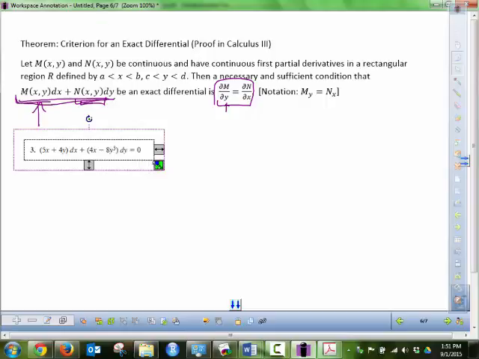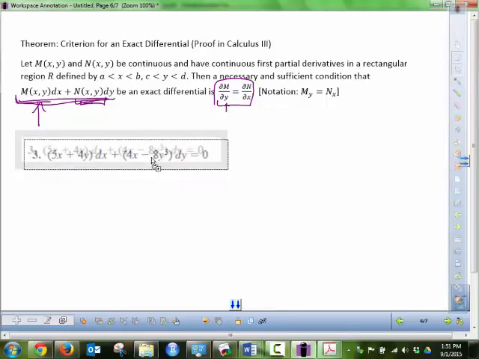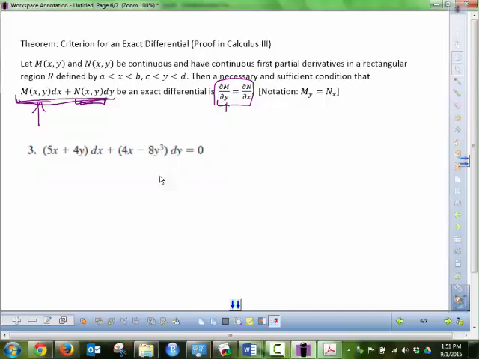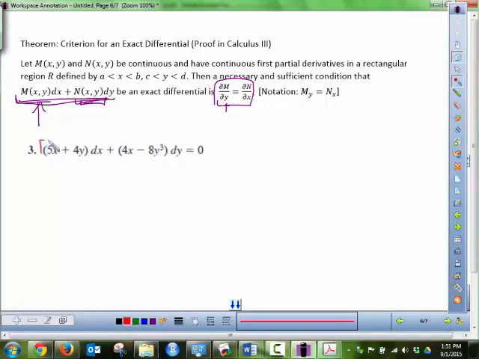Let's start off with an easy example. We don't want to do anything here other than identify whether this is exact or not exact. So the first thing we want to do is identify the M and the N. The one being multiplied with a dx is going to be the M, and the one multiplied with a dy is going to be your N. And what you want to do is take the derivative of M with respect to y.